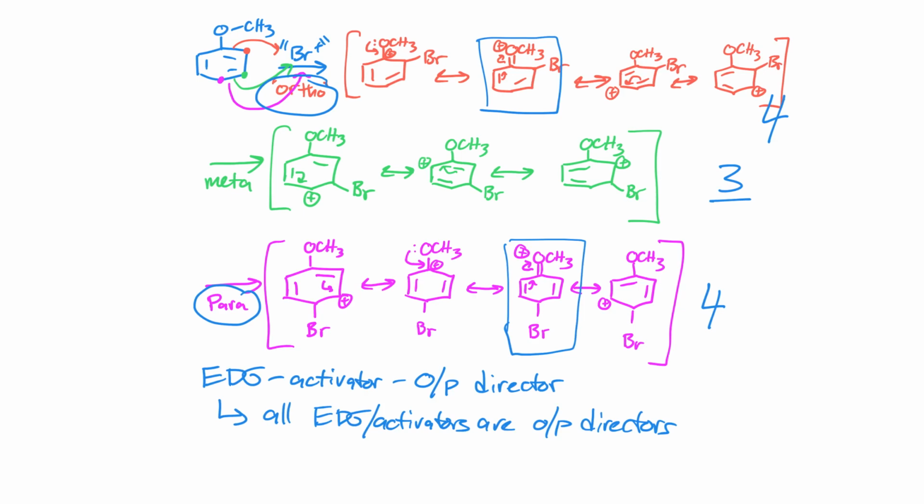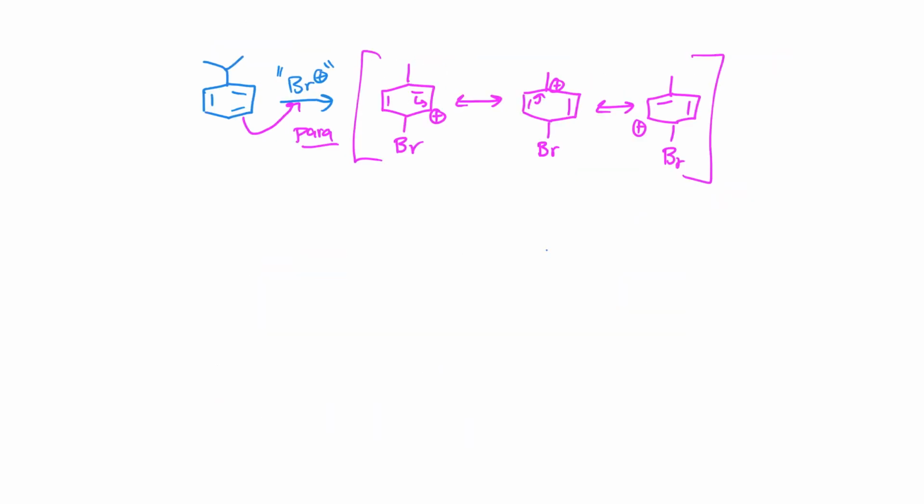So now let me look at what happens if we have an R group, just say a methyl group or an ethyl group in place of the methoxide. So here I have a generic R group attached to my benzene ring.